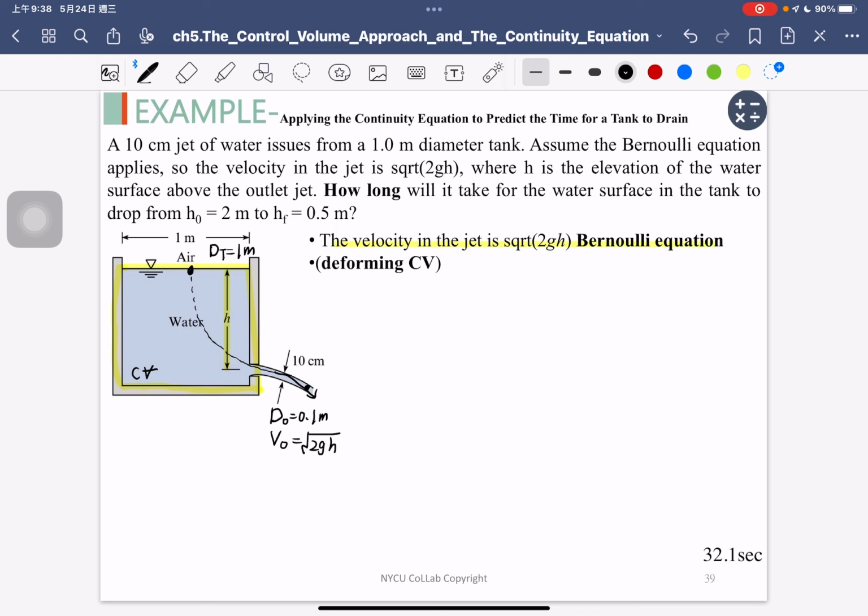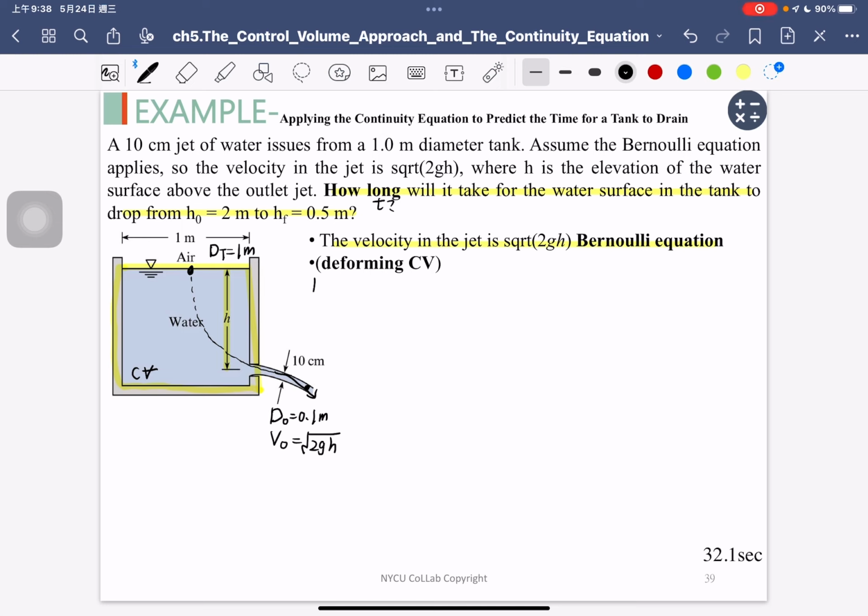So the problem is to calculate how long it takes for the water surface in the tank to change from 2 meters to 0.5 meters. So how long? We don't have the time. We didn't know how long the time is.